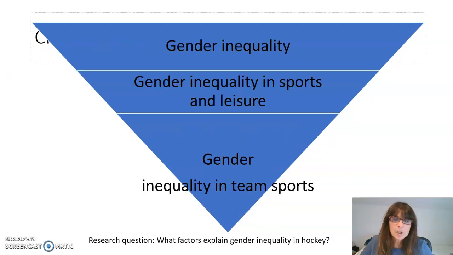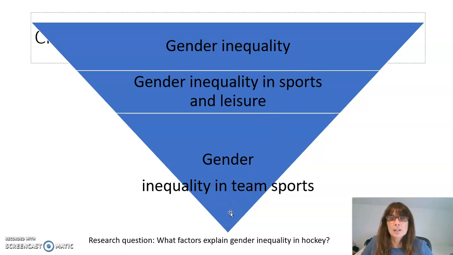Here's another example of somebody who might be interested in gender inequality. You want to see what's been written broadly about gender inequality. That's going to be a huge, extensive literature. So then you're going to need to narrow it down to think about what's been written about gender inequality in sports and leisure, and then bringing that down even more narrow, gender inequality in team sports, and that leads you to your gap or your question, which is specifically about one sport, hockey. So you see, again, what I've done is started very broadly and then narrowed it down.